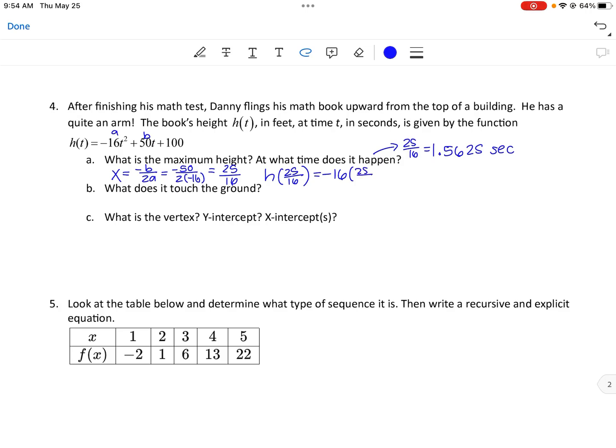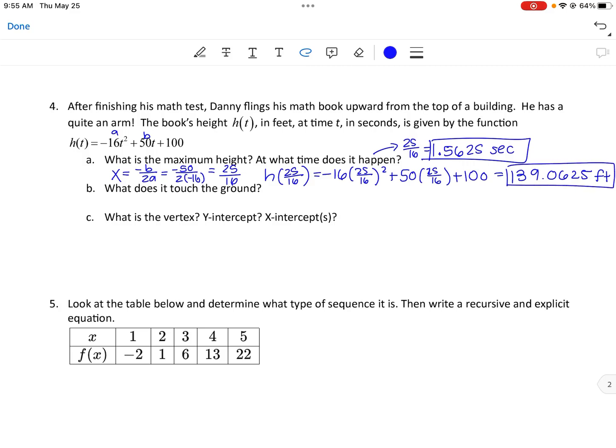But the height at which it's happening happens when I plug this into my equation. So negative 16 times 25 over 16 squared plus 50 over 25/16 plus 100. Good thing you've got a calculator now, right? I'll show you one other way you can do it in just a second here. But go ahead and type things into your calculator, or you could use decimals if you don't have one. I end up with 139.0625, and that's how tall it is. So it happens at this time, and this is the maximum height.